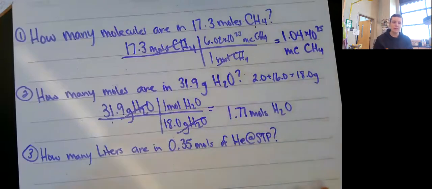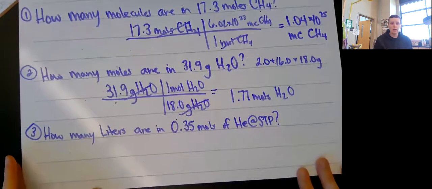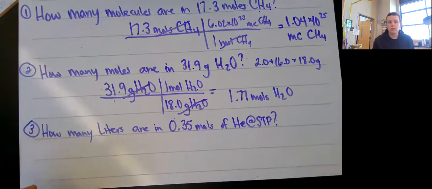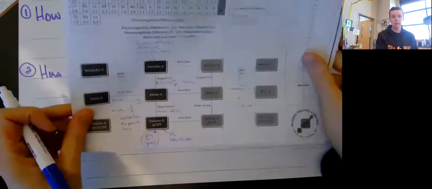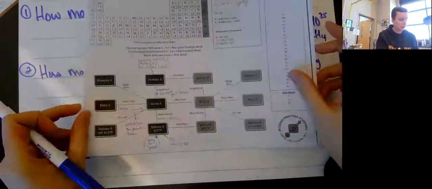All right. Third one. How many liters are in 0.35 moles of helium at STP? Well, liters. Yeah, I didn't write that on here. I didn't write grams on here either.